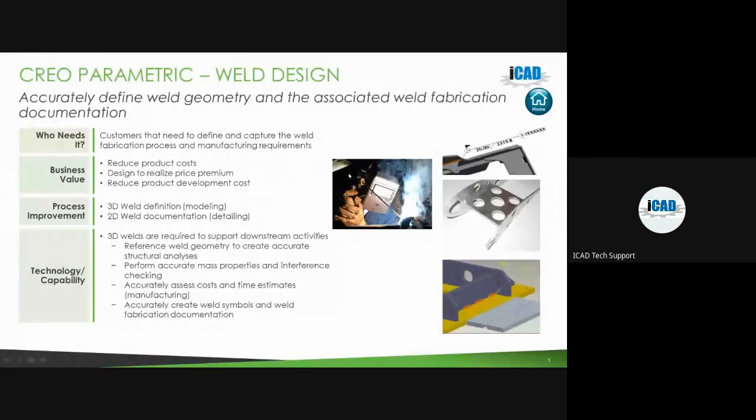Next, the weld design. We can accurately define the weld geometry and the associated weld fabrication documentation. As I said, whatever weldings we are showing on our model, on our assembly, we can see in this first image, these types of standard symbols are generated automatically, and we can use these symbols in the detailing. So when we create a fabrication drawing, we can directly use these automatically generated symbols. At that time we have no need to define those weldings separately. We can directly import those welding symbols.